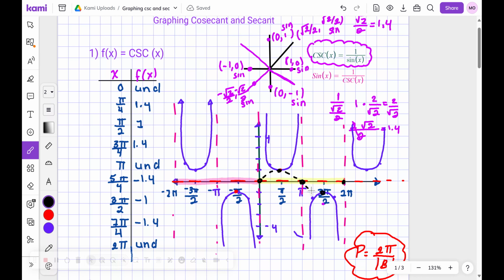And I can continue. And over here, I'm going to do maximum, minimum. This will be 0. This will be 1. This will be my maximum, and this is my 0. So this is sine of that.